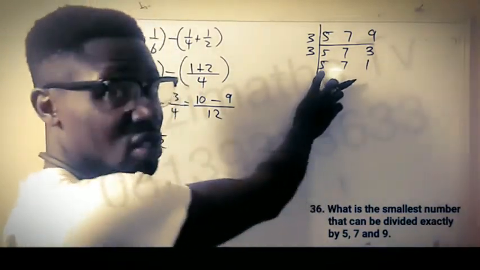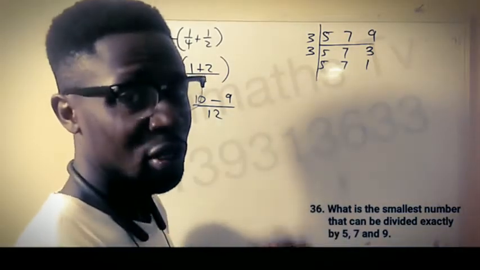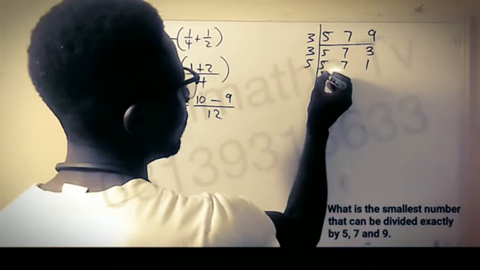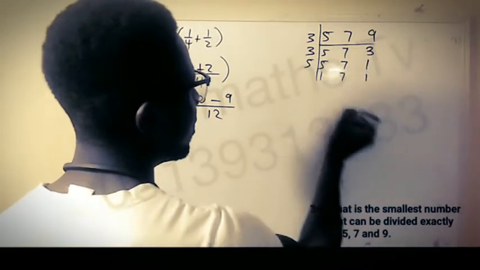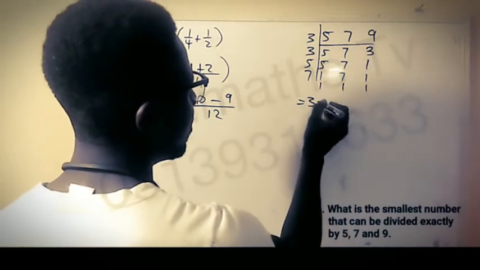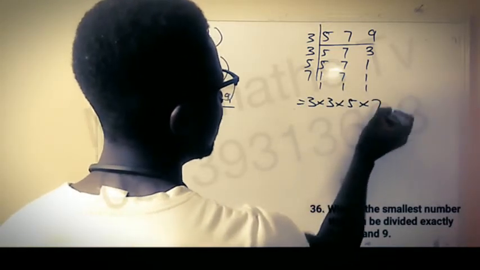If you use another number to divide 5, there will be a remainder, or you may not even be able to divide at all. Same thing as 7. So let's start with 5. 5 in 5, 1. 5 cannot divide 7, I bring 7 down. Now I'm using 7. 1, 1, 1. Now what do we have? 3 times 3 times 5 times 7.